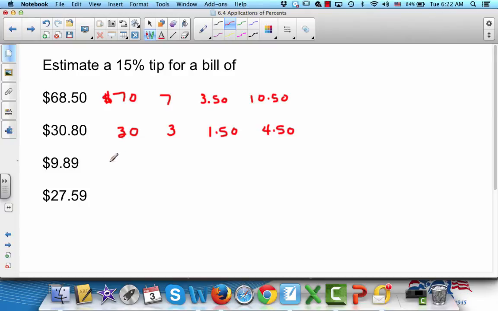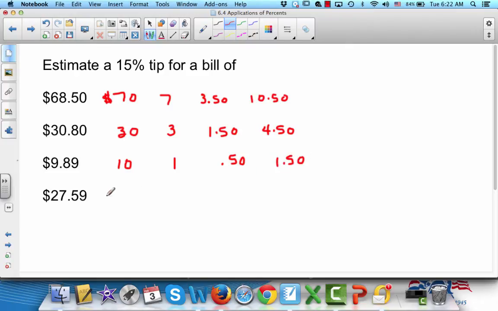Okay, this one is $9.89, so I would round that to 10. 10% of 10 is 1, and then half of 1 is 0.50. So our tip would be $1.50.